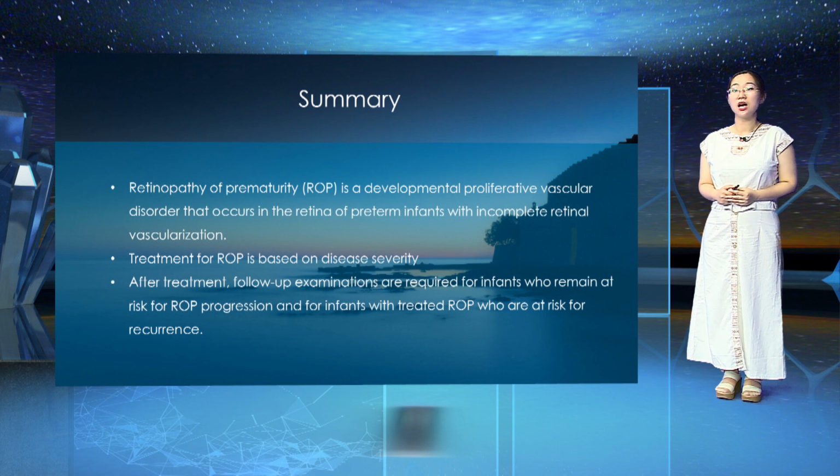Summary. Retinopathy of prematurity is a developmental proliferative vascular disorder that occurs in the retina of preterm infants with incomplete retinal vascularization. Treatment for ROP is based on disease severity. After treatment, follow-up examinations are required for infants who remain at risk for ROP progression and for infants with treated ROP who are at risk for recurrence.